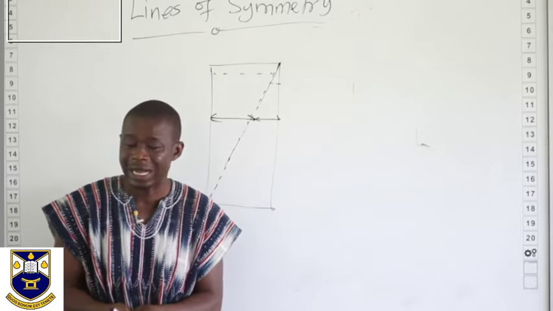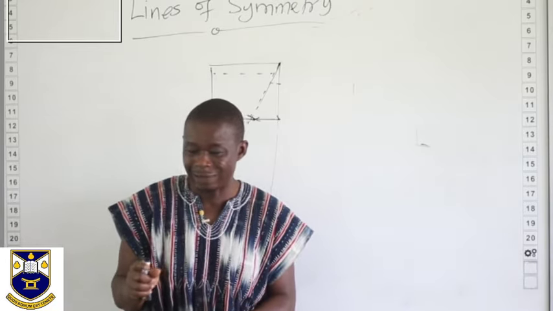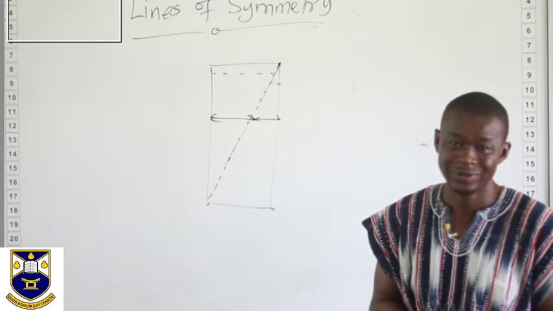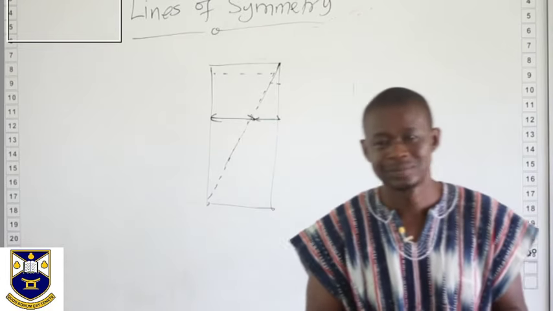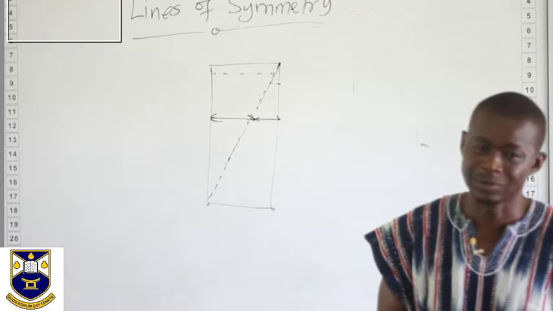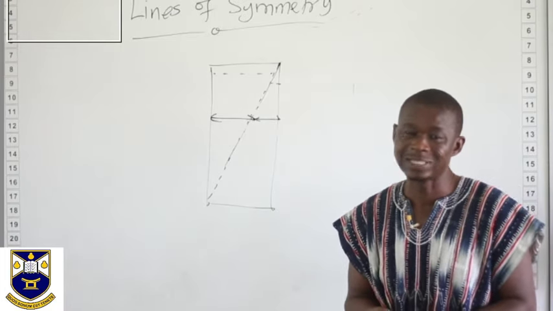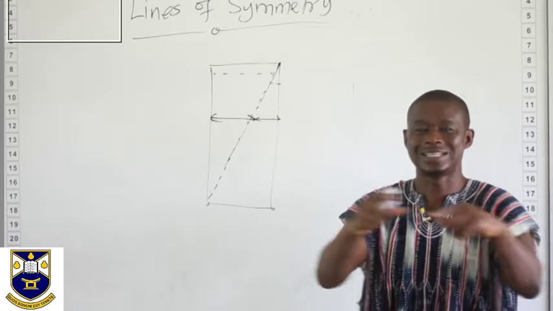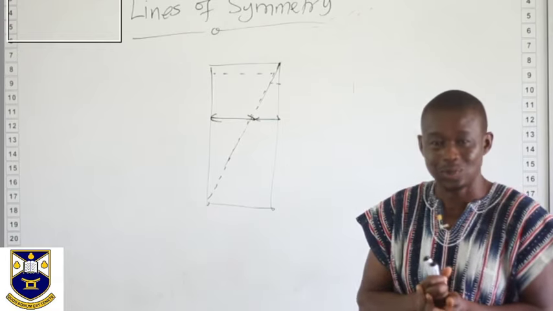Now let's continue. We also have triangles. A triangle can have one, three, or no line of symmetry depending on the type. You know, we have types of triangle. Do you remember them? I have forgotten some. Okay, I remember we have the equilateral triangle. What is an equilateral triangle? All three sides are equal, and the interior angles too are equal.